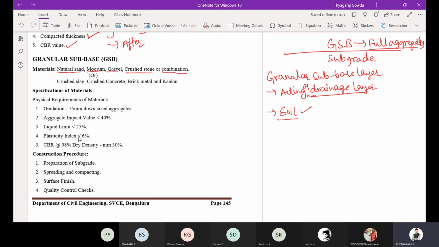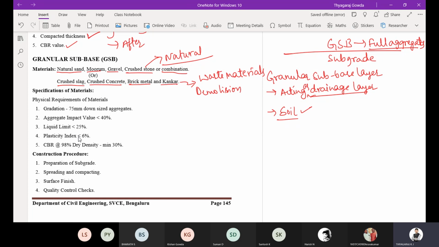So natural sand, murram, gravel, crushed stone or a combination we are going to use, and these are the natural materials we are going to get. But the crushed slag, crushed concrete, brick metal and concrete, these are all the waste products. Waste materials after a demolition. We can call it as a demolition waste also.